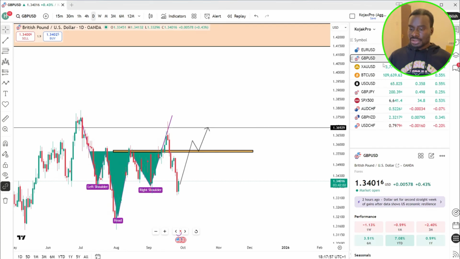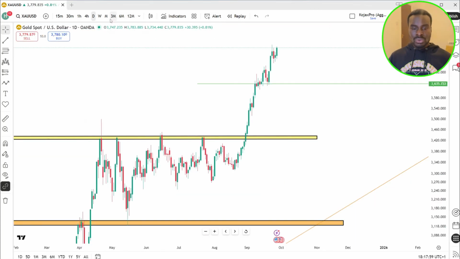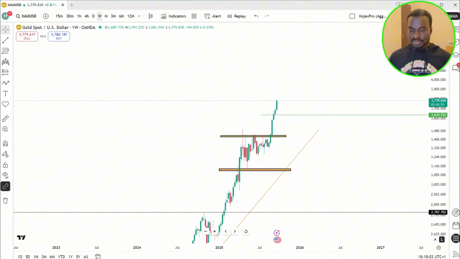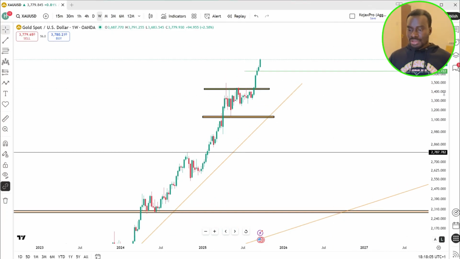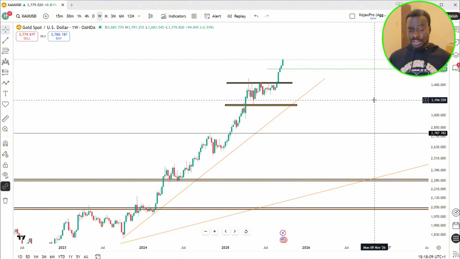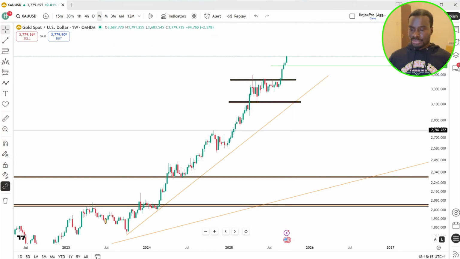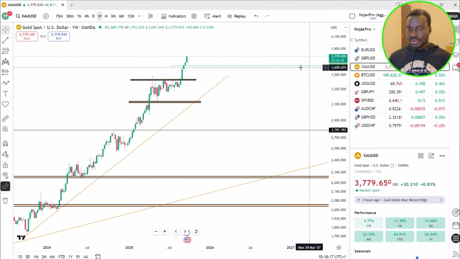The next pair on our watch list is gold. What's gold doing? Gold has been all-time bullish, guys. Look at this erection of candles. Gold is so steeply bullish, and if you are not in the trade of gold, don't try to force trades on gold. I'm just going to be very, very frank with you on this.